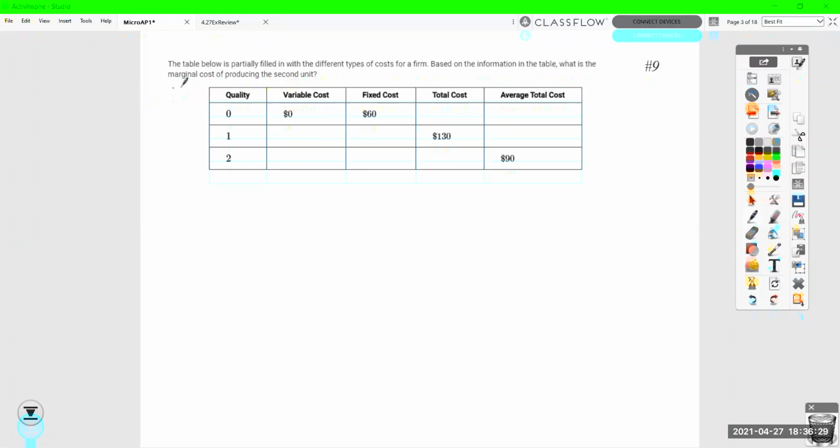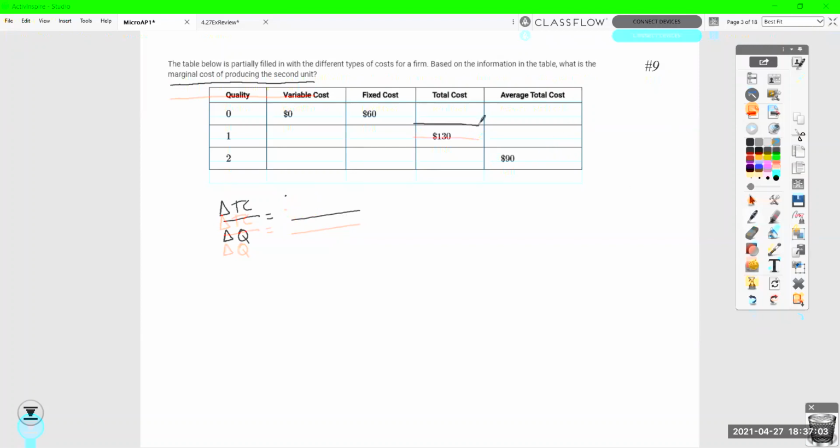Here, they want to know the marginal cost of the second unit. And given the table that I have, I need this total cost in order to find that, because the marginal cost is going to be the change in total cost divided by the change in the quantity. So that's going to be 90 minus something divided by, whoopsie. Oh, I just made a mistake, didn't I? We don't want average.